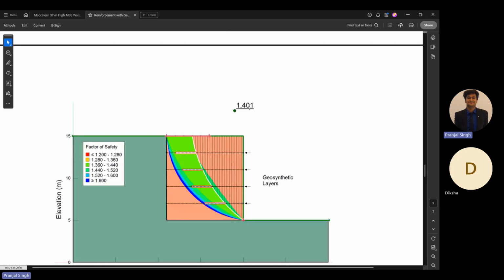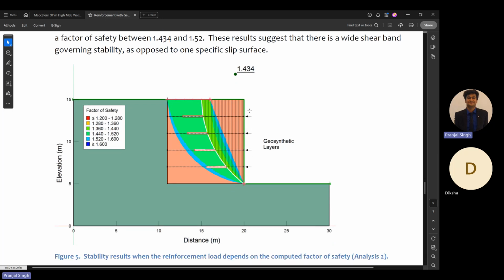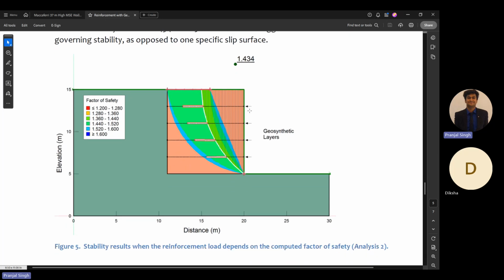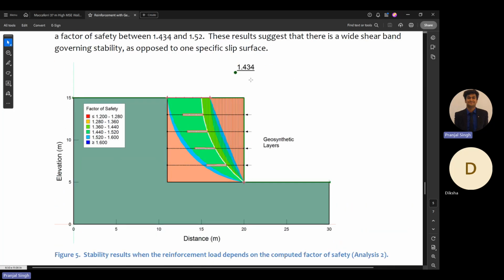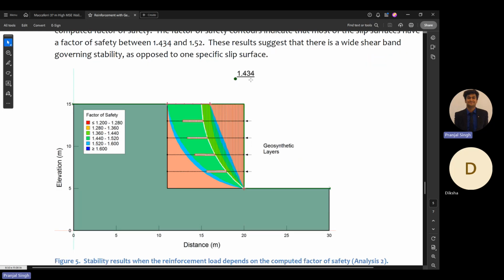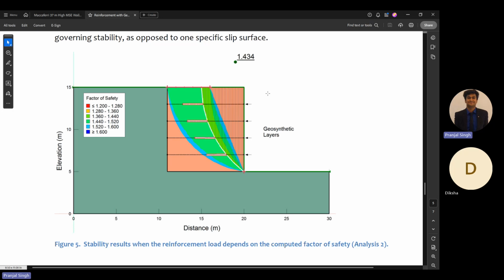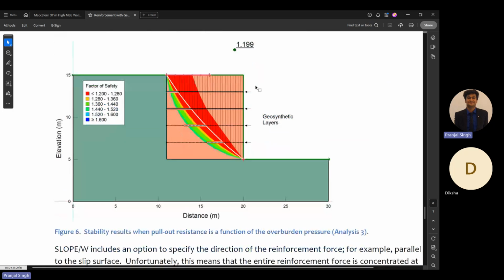Here we got the factor of safety of 1.4. Remember the reduction factor that we had provided in the first case was 1.5. Since the factor of safety is almost near to 1.5, we don't see a lot of difference between the first case and the second case because the values are approximately the same. Otherwise, if you would have used different reduction factors, or if the factor of safety was different, then there would be a difference in the analysis. So this is the second case, and now let's look at the third case.